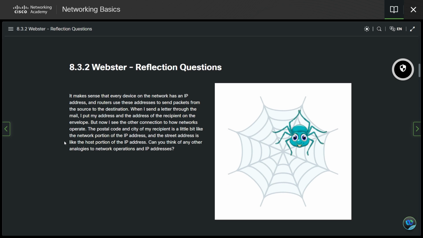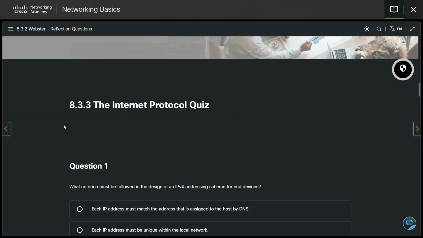Reflection question. It makes sense that every device on the network has an IP address, and routers use these addresses to send packets from the source to the destination. When I send a letter through the mail, I put my address and the address of the recipient on the envelope. But now I see the other connections to how networks operate. The postal code and city of my recipient is a little bit like the network portion of the IP address, and the street address is like the host portion of the IP address. Can you think of any other analogies of network operation and IP addresses?